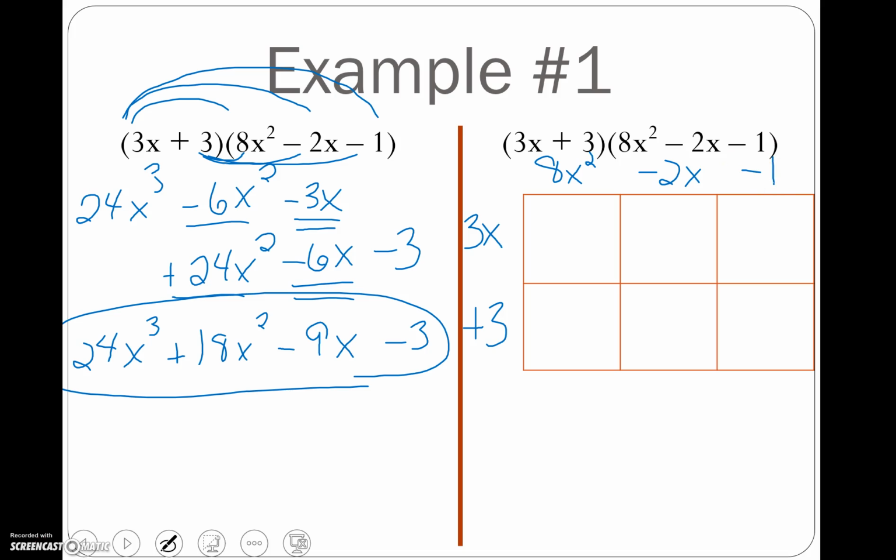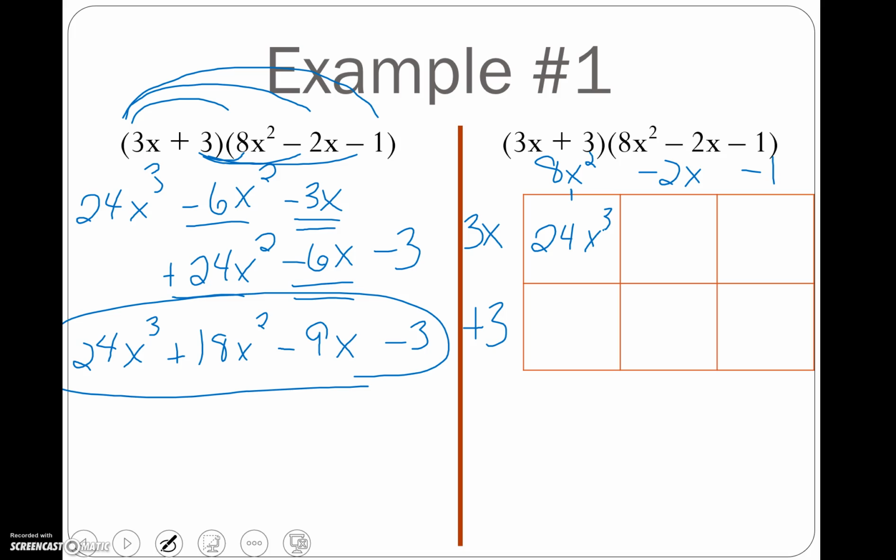Now you could have done this the other way around if you really wanted to, but I just kept it consistent with whatever's listed first is going along the side. Now from here, we're going to still multiply, but it's just set up differently. So I'm still going to take 3x, and I'm going to multiply it here by that 8x. And when I do that, 8 times 3 is 24, still using the same rules for exponents. X squared and x gives us x to the third power.